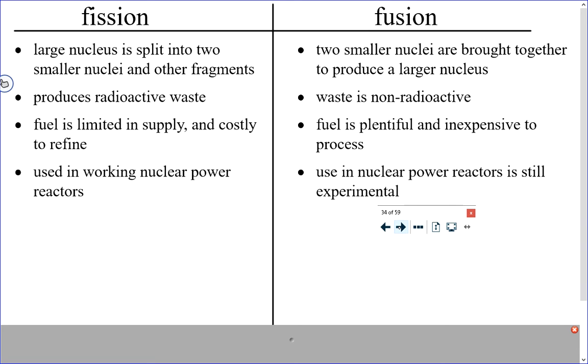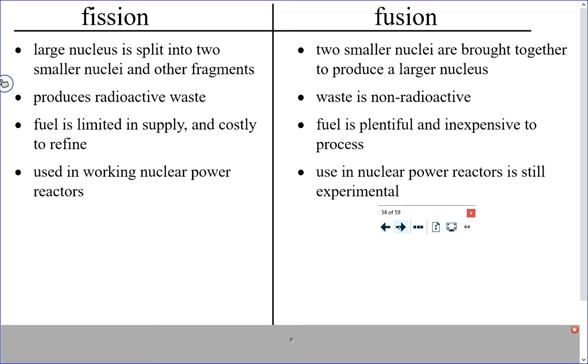Now, why is it experimental? In order for you to get hydrogen-3 and hydrogen-2 to fuse together, you have to have those nuclei moving very, very fast. Now, why do they have to move very fast? Because they're both positive particles, so they will repel each other. And they will continue to repel each other until they get within a femtometer.